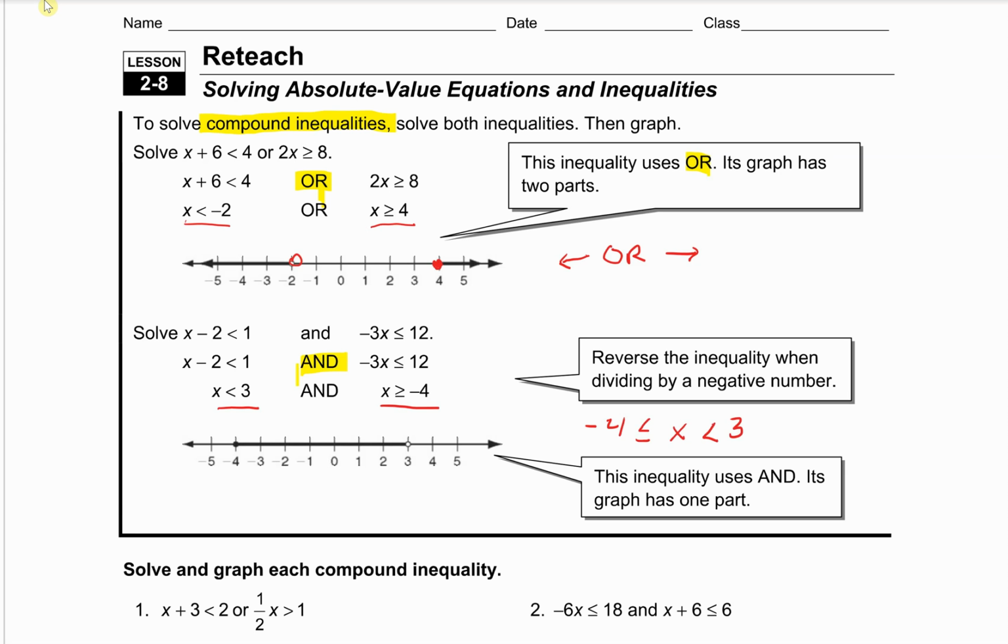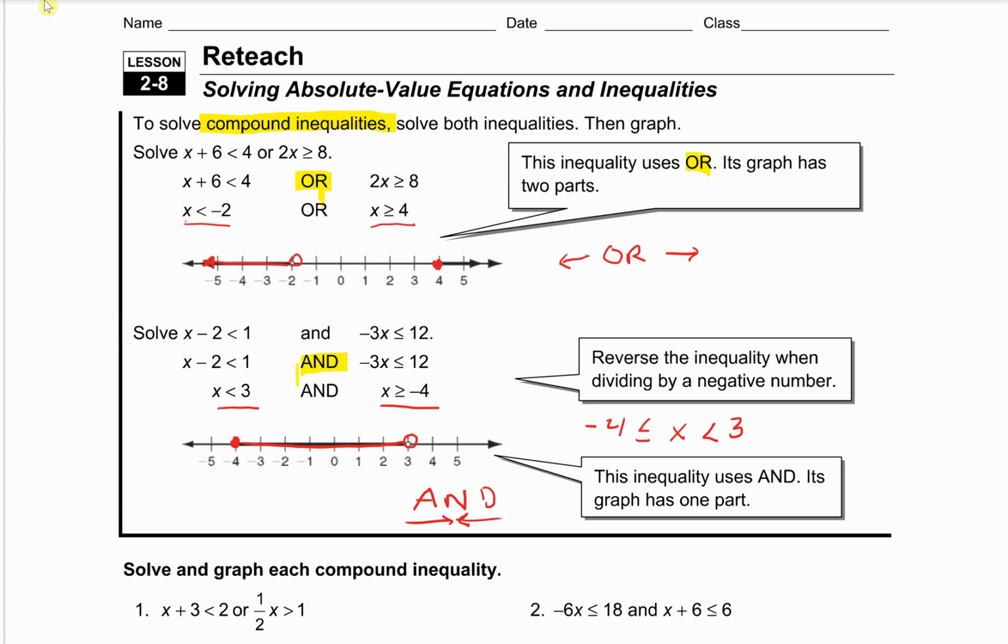So when we graph this, we get this kind of a situation here. It's a closed circle because it's greater than or equal to negative 4. We have the open circle at 3, and we're going in between them like this. So for and, you're always going to come together. I'm trying to think of a way to show that visually. Basically, and is always going to be like this. They're going to come together. So you're going to have this bar here, like in this example. Or is always going to be the arrows pointing in opposite directions.